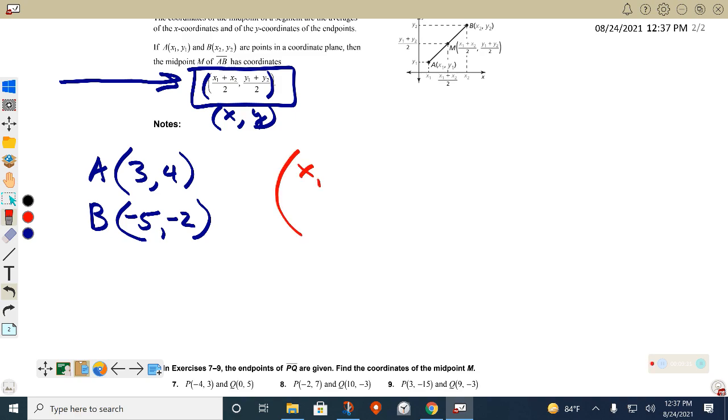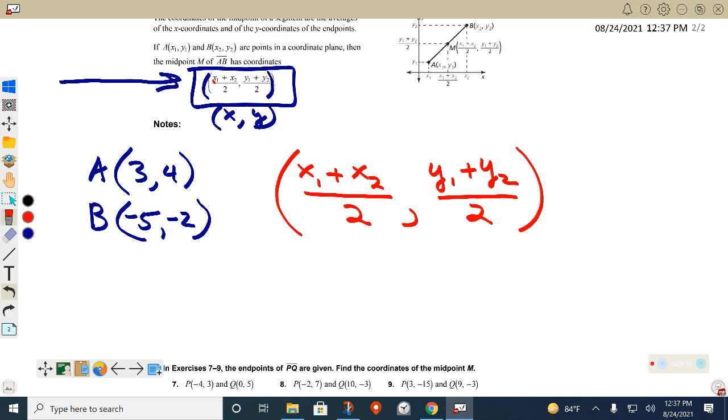X sub 1, that little 1 beneath the X, we call it sub, like a substitute. Sub means under. So X sub 1 plus X sub 2 divided by 2, comma, write that down with me, please. Y sub 1 plus Y sub 2 divided by 2, close the parentheses. So far so good? Yes, sir.